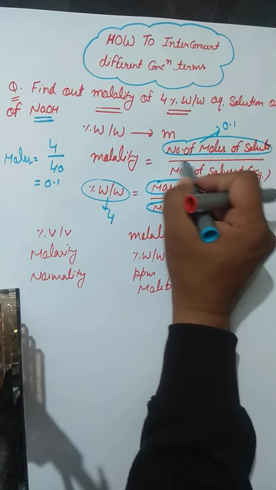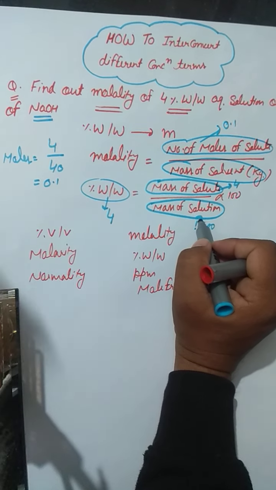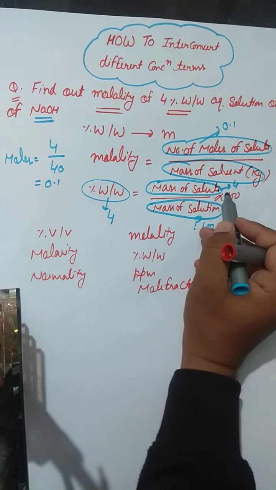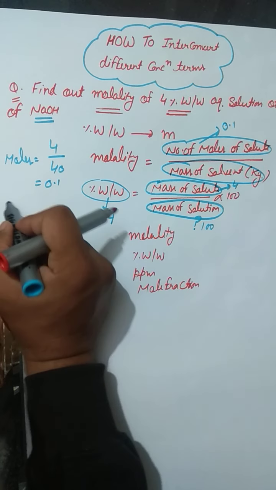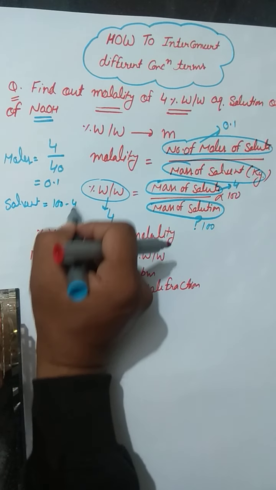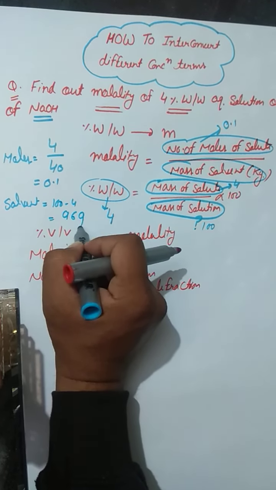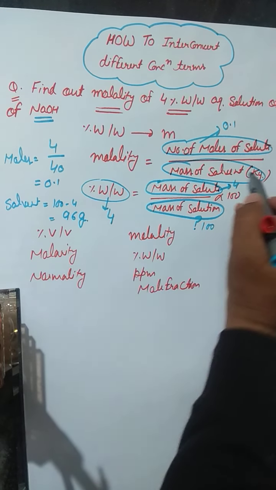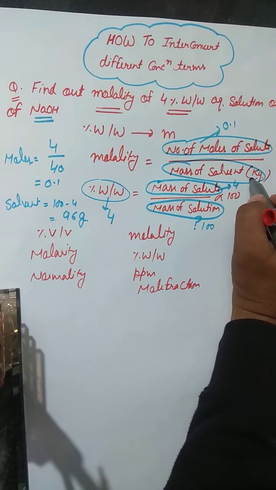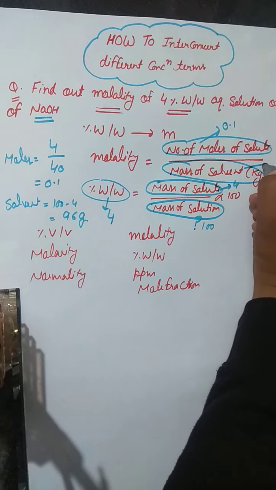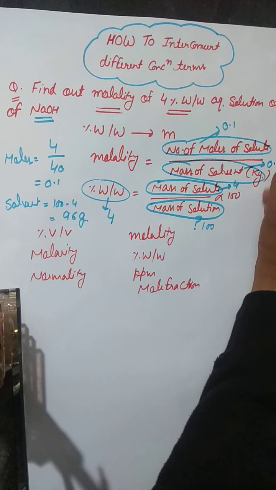And what is the mass of solvent? We have mass of solution, that is 100 gram, and mass of solute, that is 4 gram. So 100 minus 4, solution minus solute, means solvent mass is equal to 100 minus 4. So that is equal to 96. But what is 96? That is 96 gram. Clear? But we have to write down here in kilogram. That's why 96 should be converted into kilogram. So if we convert 96 into kg, then 96 by 1000 is 0.096.